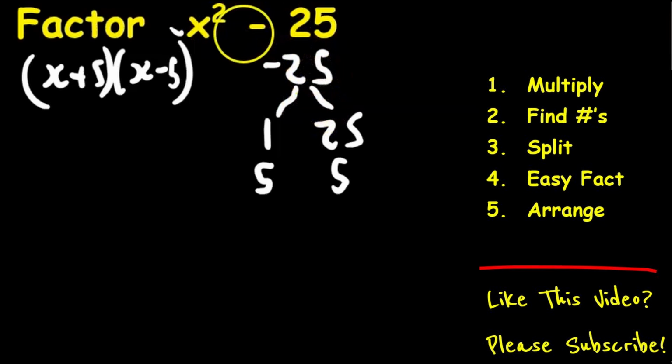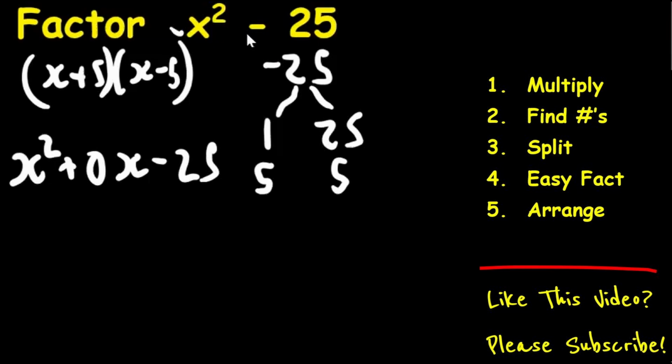Now, there's no middle number here, right? Which means that the middle number is actually 0. So this can be rewritten as x squared plus 0x minus 25. So our two numbers have to add to 0. Well, one of these has to be negative because they multiply to negative 25. So if these are the same, and one of them is negative, when we add them together we get 0, which is what we want here.